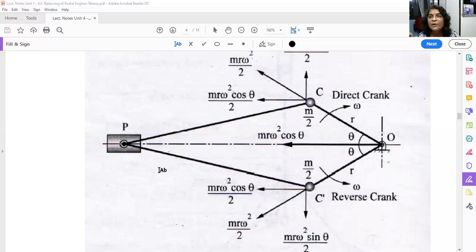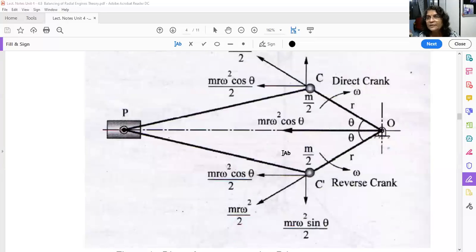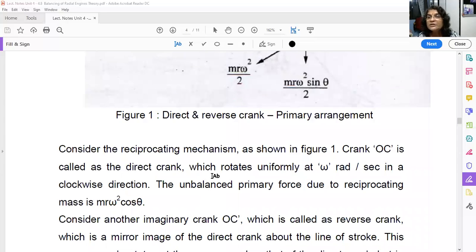Okay. Now let us read whatever we have seen. Consider the reciprocating mechanism as shown in the above figure. Crank OC is called a direct crank, which is the actual crank. This is crank OC. Then it rotates at uniform velocity omega radian per second in clockwise direction. The unbalanced primary force due to reciprocating mass is what? mr omega square into cos theta.